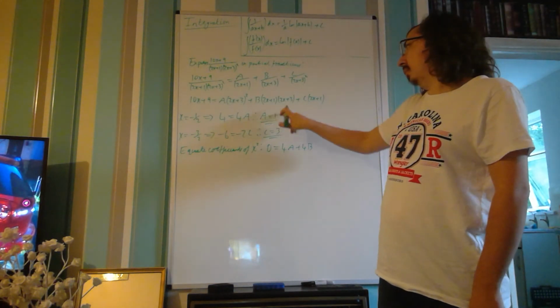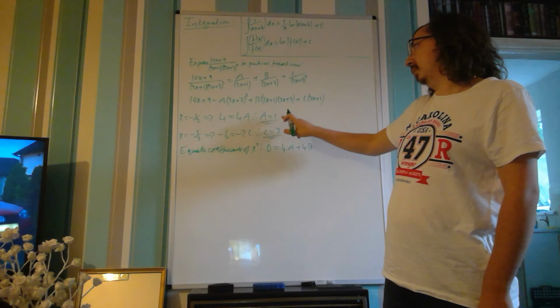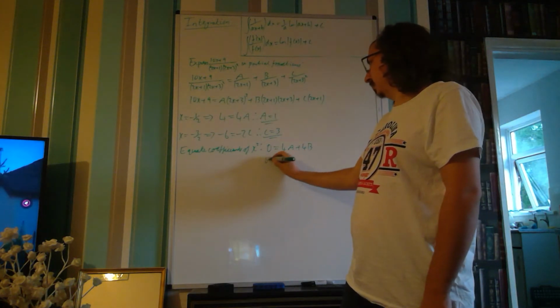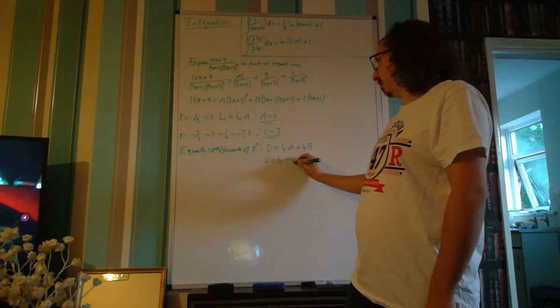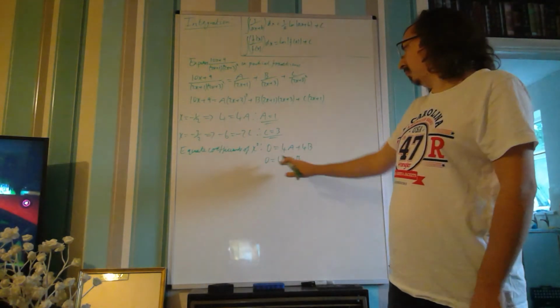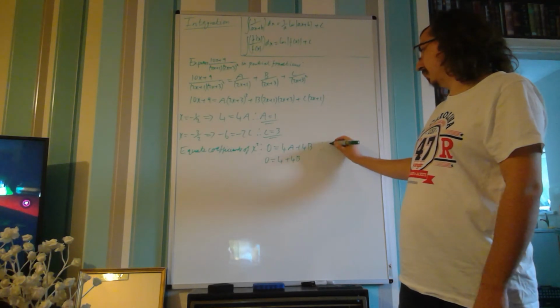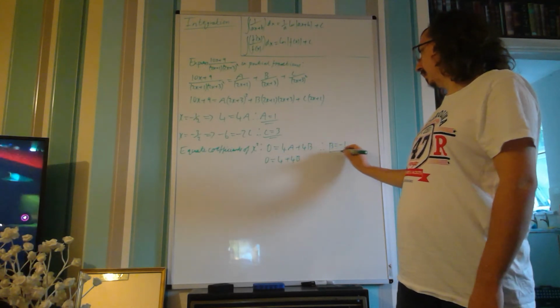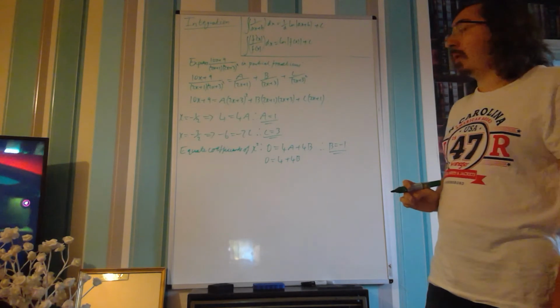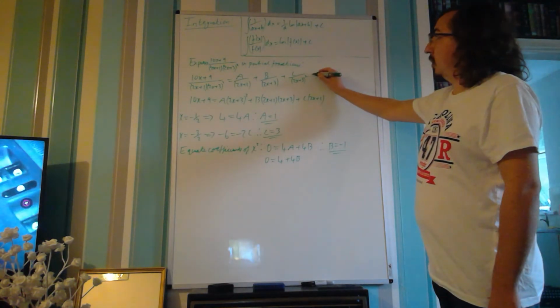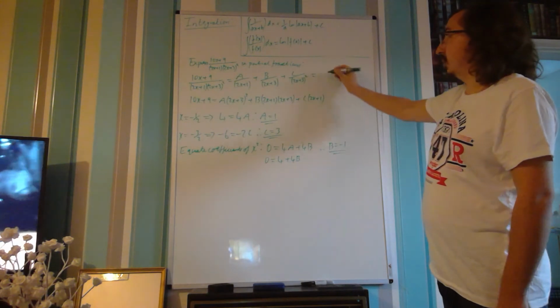So we have our A value, which is 1, which we can substitute in. So 0 is equal to 4 plus 4B. Rearranging this slightly says that 4B is equal to minus 4, and B is therefore equal to minus 1. So we have our three values now. So all we simply need to do is substitute them in.